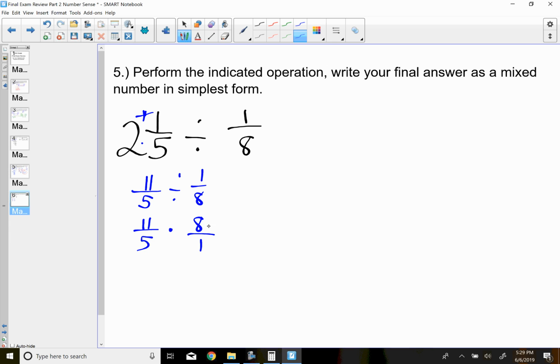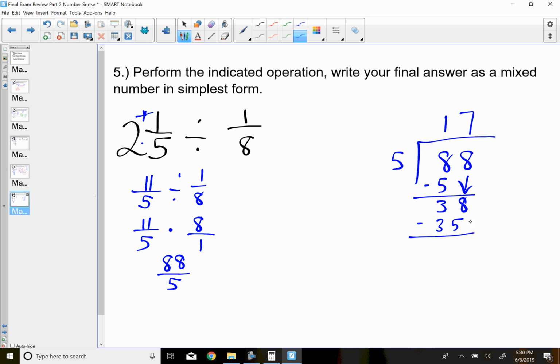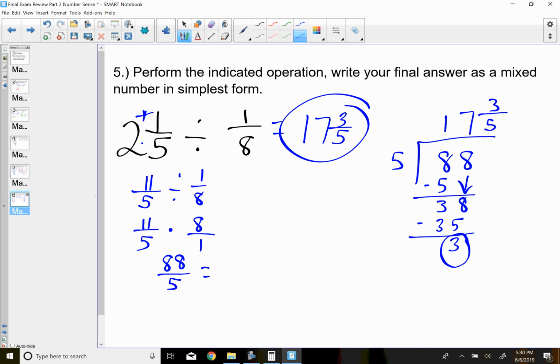So cross-canceling isn't going to work here. 5 won't go into 8 a whole number of times, nor 11. So 11 times 8 is 88. I got 88 fifths, which is an improper fraction. So I'm going to knock it over. Top goes in the box. 5 will go into 8 once. The remaining 3 pieces will group up with these 8. 5 will go into 38, let's see, 7 times, because that's 35. So I have 3 remaining. So if I wanted a decimal, I put the decimal in and keep going, but we're dealing with fractions, so I'm going to take the remainder, and it becomes the numerator, and I keep the fifth denominator. So 2 1/5 divided by 1/8 equals 17 3/5.